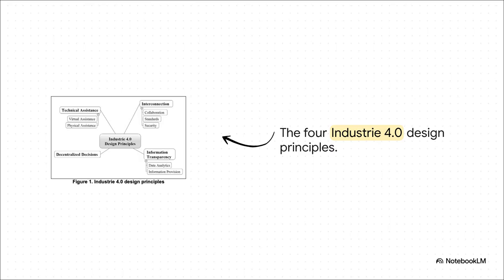Which leads us to Section 2, 4 core design principles. That expert workshop successfully boiled everything down to 4 core pillars. These 4 design principles are basically the mandatory requirements for any organization aiming to build a true smart factory. Honestly, if an initiative doesn't hit these marks, it's just not Industry 4.0. Let's break down each principle to see exactly how they work.